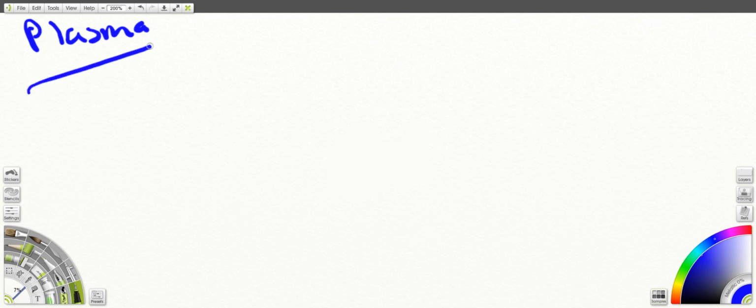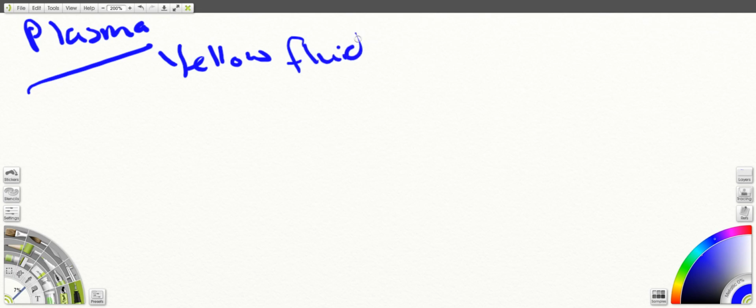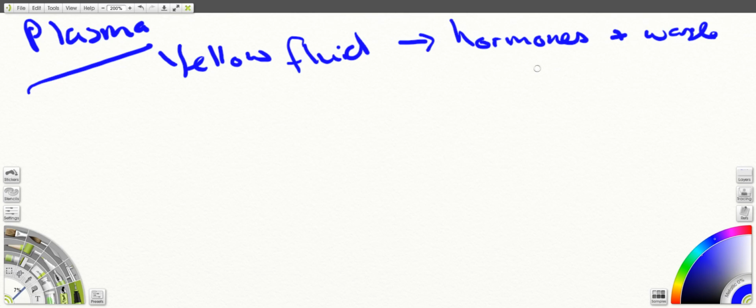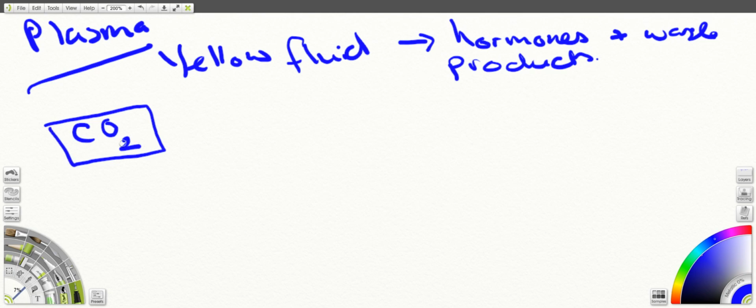So plasma is basically a yellow fluid, and it carries quite a lot of things. Actually, it carries hormones and waste products. And as we know, one of the waste products of respiration is carbon dioxide. Now guys, if you're going to write CO2, make sure the 2 is at the bottom. If you put it at the top, you're going to lose marks. They're going to mark it wrong.